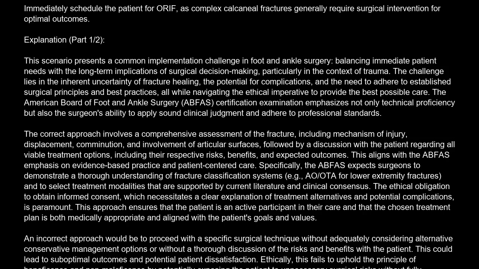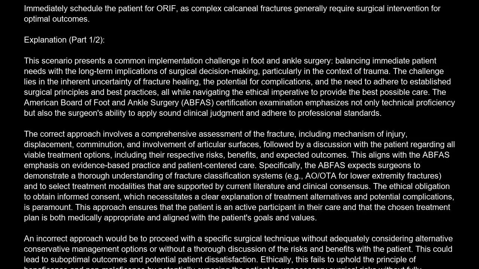Explanation: this scenario presents a common implementation challenge in foot and ankle surgery, balancing immediate patient needs with the long-term implications of surgical decision-making, particularly in the context of trauma. The challenge lies in the inherent uncertainty of fracture healing, the potential for complications, and the need to adhere to established surgical principles and best practices, all while navigating the ethical imperative to provide the best possible care. The American Board of Foot and Ankle Surgery, ABFAS, certification examination emphasizes not only technical proficiency, but also the surgeon's ability to apply sound clinical judgment and adhere to professional standards.